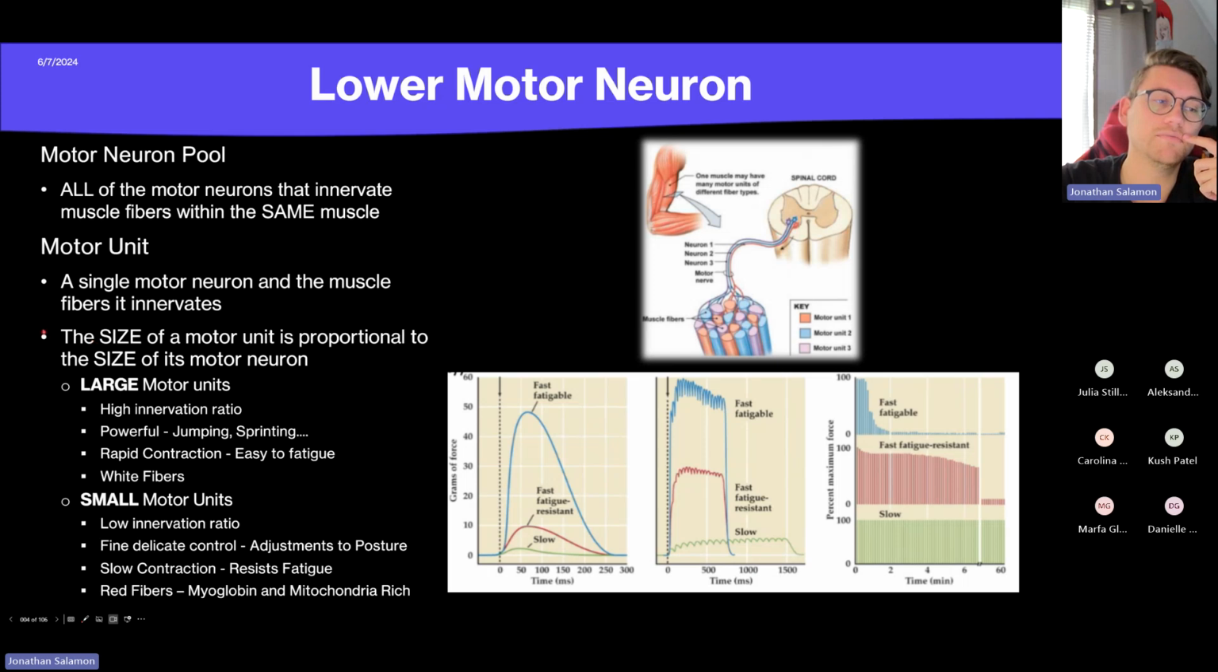And it's really simply, the bigger the motor unit, the bigger the motor neuron, which makes sense, right? If you're innervating more muscle fibers, you need a bigger signal, you need a bigger neuron, right? Generally speaking, large motor units have a high innervation ratio, which means one neuron for a lot of fibers, right? Whereas smaller motor units, it's the opposite.